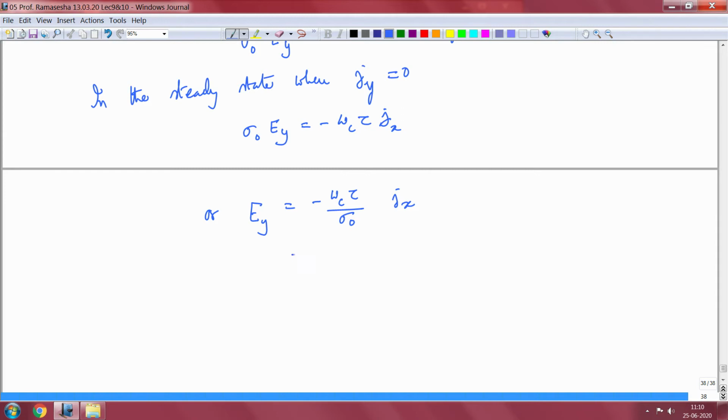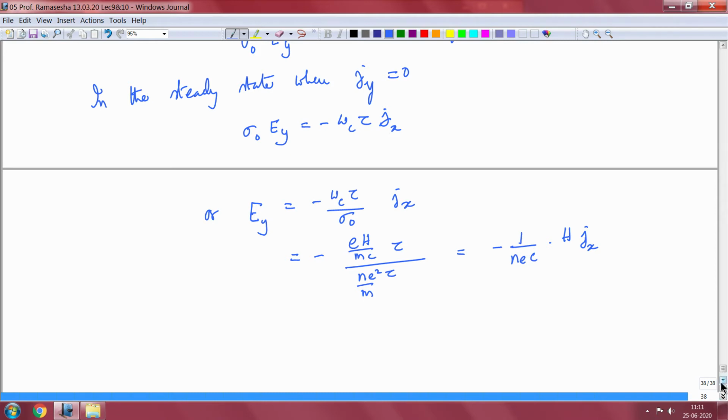and substituting for omega C and the sigma naught, we will get minus eH by mc tau divided by Ne squared tau by m, and this will give me minus 1 upon NEC into H times Jx. So what we have is the electric field that is developed along the y direction is actually proportional to the magnetic field and the current that you are passing.